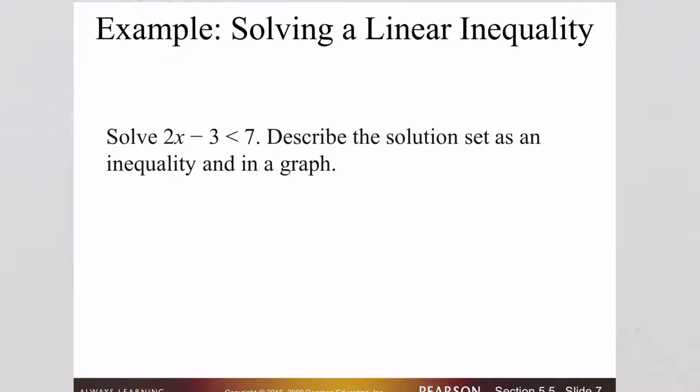Okay, so now let's take a look at this problem. 2x minus 3 is less than 7. So if this were just a plain old equal sign, we would start out by adding 3 to both sides.